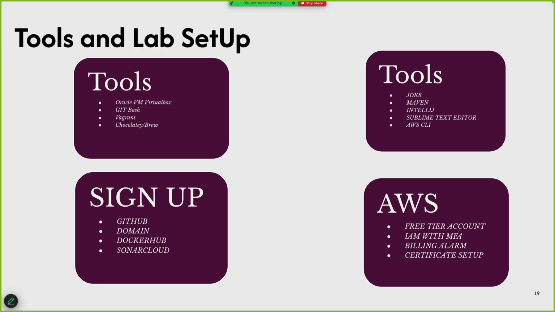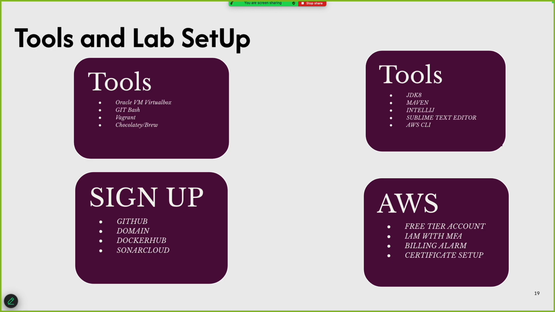And JDK, Maven, IntelliJ, Sublime, AWS CLI. Those tools we will use during our course. And we need to sign up on GitHub, that's the source code management. We need to register and buy a domain for a low price. I have already done that. For testing, they will charge some 150 to 200 rupees. So for testing purposes we need to buy a domain. And we need to sign up on Docker Hub and Sonar Cloud.